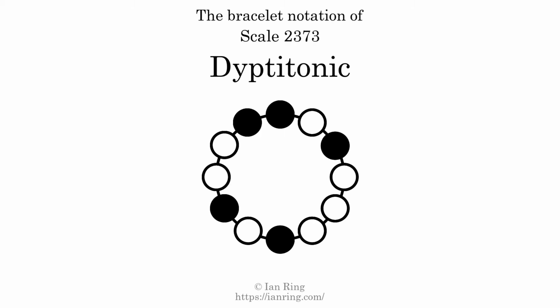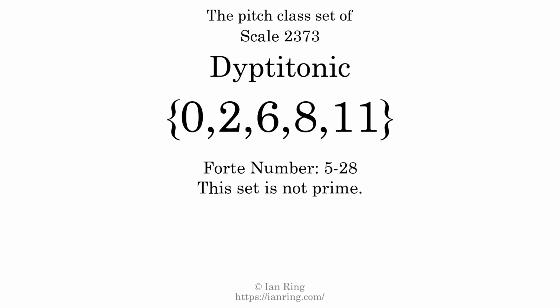This is a bracelet notation diagram of scale 2373. The shaded circles represent tones that appear in the scale, and they are read clockwise, starting at the top. The pitch class set for this scale is 0, 2, 6, 8, 11. The fault class is 528. This set is not prime.